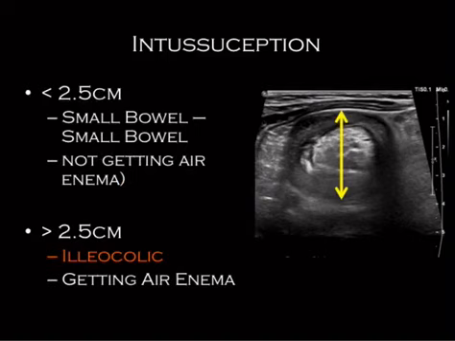The next thing is that all targets are not created equal. So anytime you see a target, the first thing that you should do is measure it. If it's less than 2.5 centimeters, that may be a small bowel to small bowel intussusception, which can be transient and doesn't necessarily mean anything. Those are not going to be the ones that get reduced with an air enema. The ileocolic ones are, and they are typically greater than 2.5 centimeters.